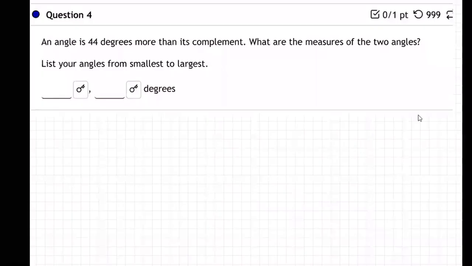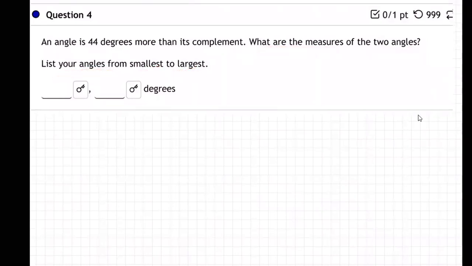Okay, so we have a little word problem. An angle is 44 degrees more than its complement. You might have the word supplement here, and I'll talk about that. You're going to either have complement or supplement. It randomizes it. What are the measures of the two angles? List your angles from smallest to largest.